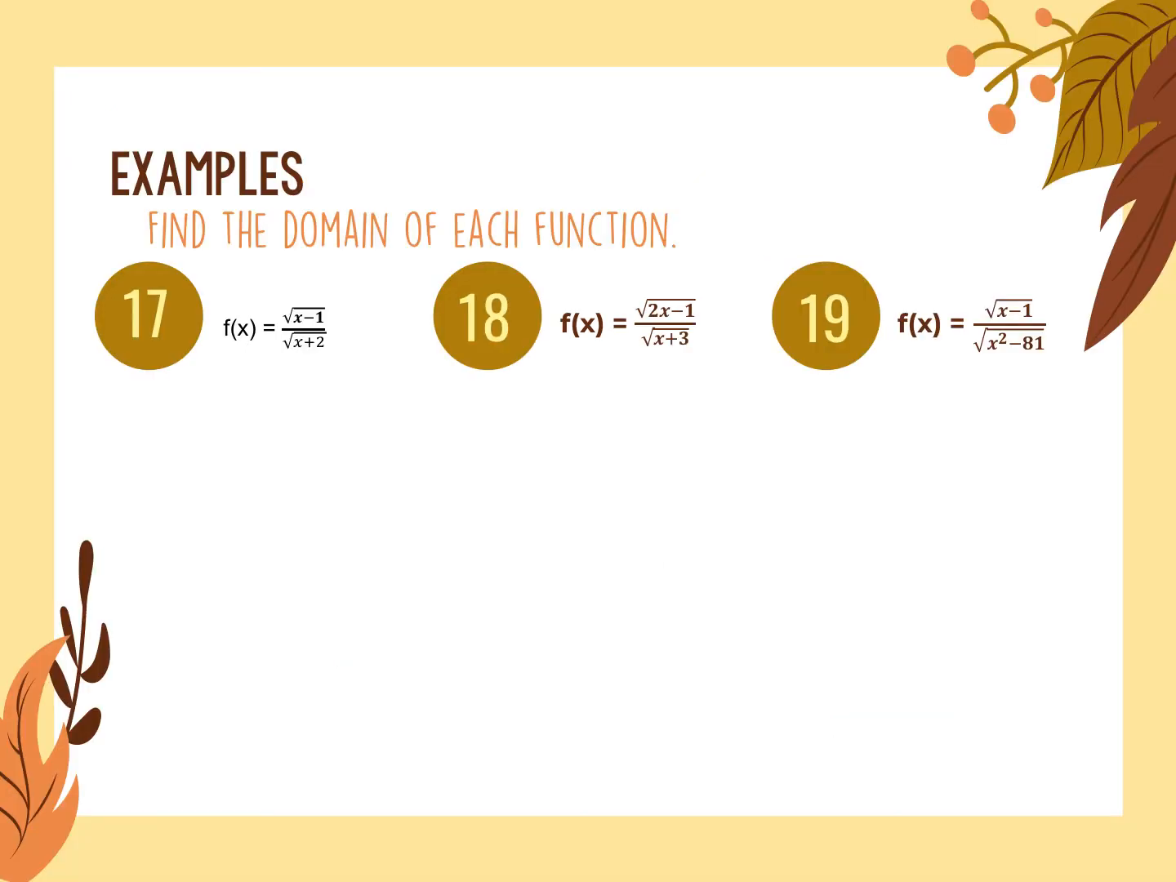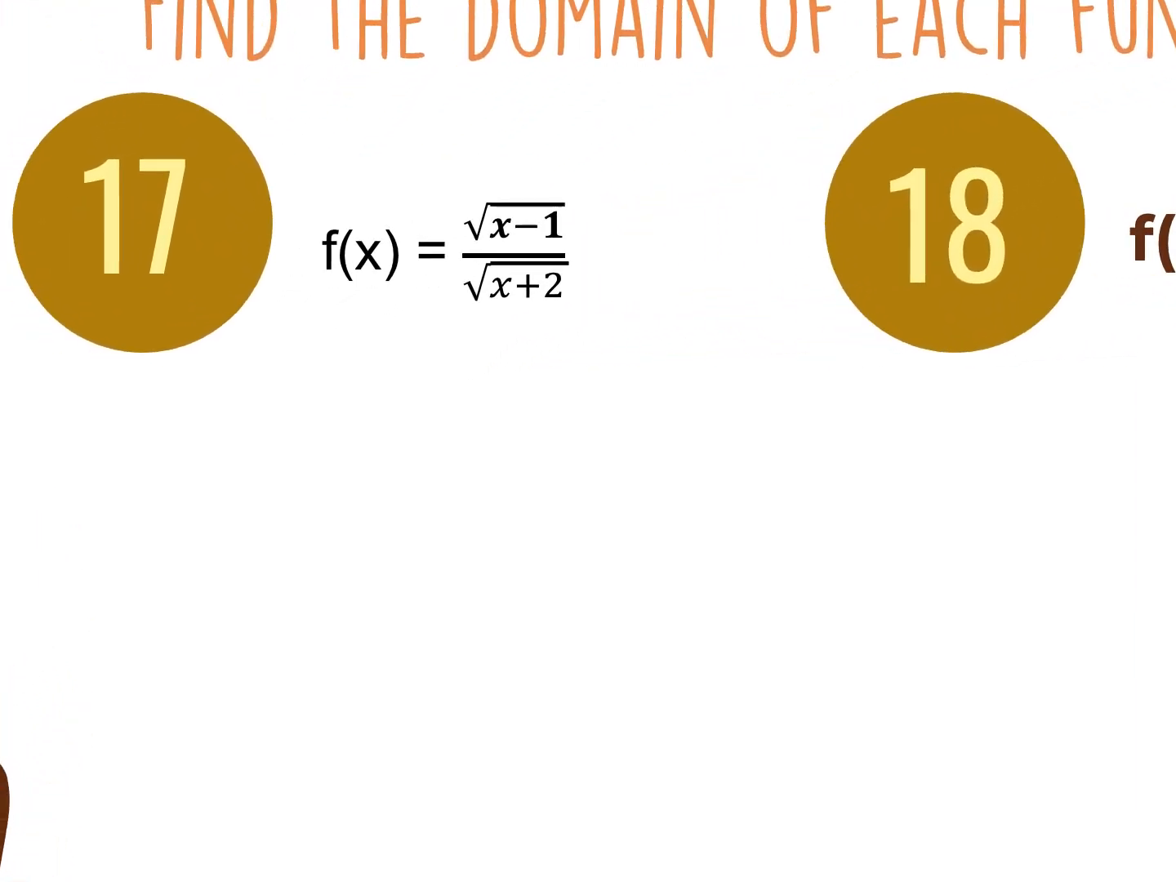And the last set of domains get a little bit trickier because you've got something in the top and in the bottom. So if I look at 17, I have a restriction in my numerator. This has to be greater than or equal to 0. In the denominator, this has to be greater than 0.